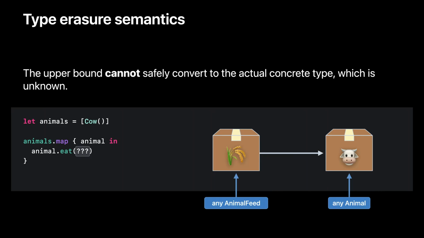The upper bound of the animal protocol's associated feed type is any animal feed. But given an arbitrary any animal feed, there is no way to statically guarantee that it stores the hay concrete type. Type erasure does not allow us to work with associated types in consuming position. Instead, you must unbox the existential any type by passing it to a function that takes an opaque sum type.